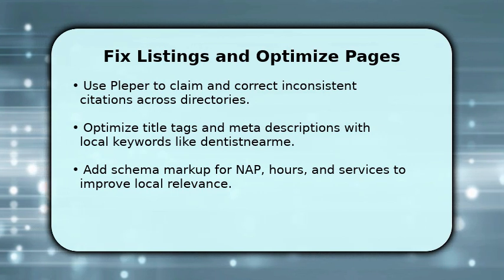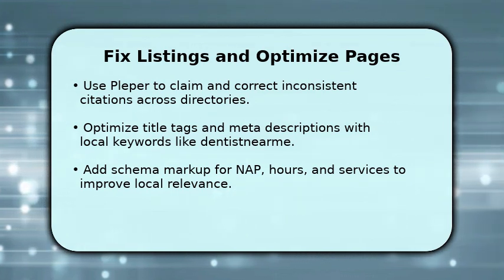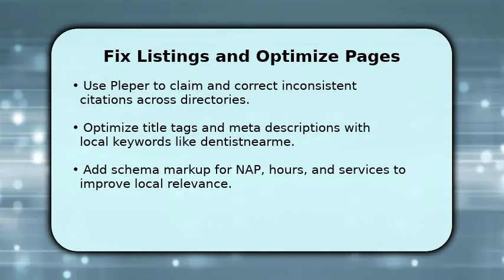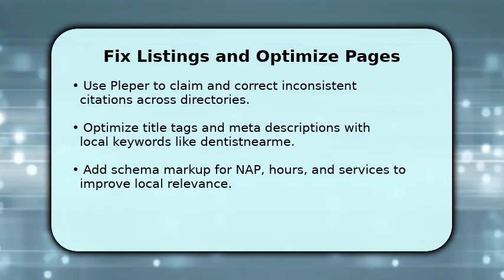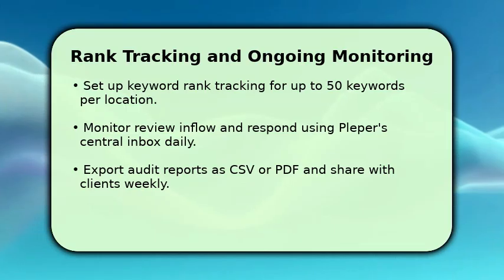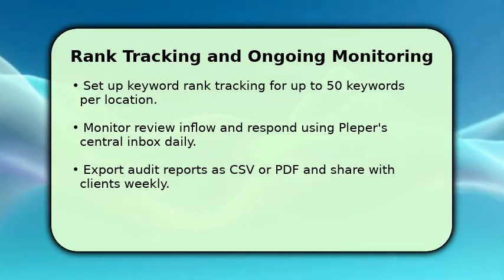Track changes inside Pleper and mark each updated citation as verified after you set up keyword rank tracking for up to 50 keywords per location and choose local or national SERP targets. Schedule daily or weekly checks and set alerts for drops greater than 5%.